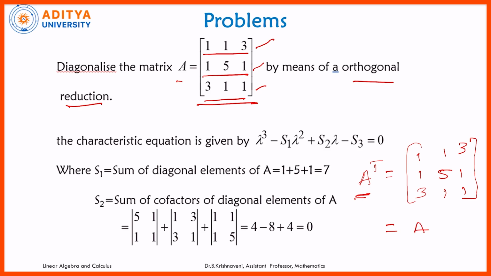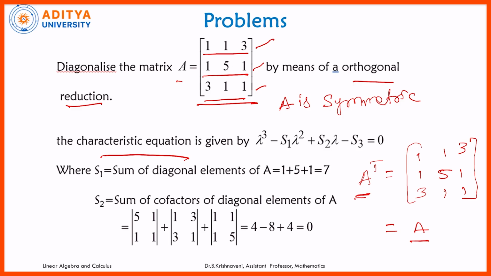So, hence the condition is satisfied. Therefore, here A is a symmetric matrix. So, once it is symmetric, we need to proceed with our process. The next step is we need to find the eigenvalues and eigenvectors.